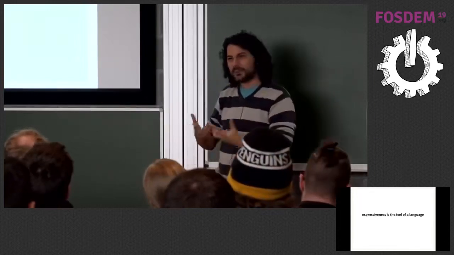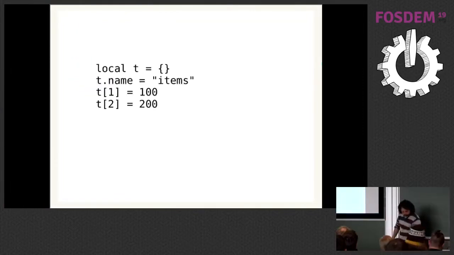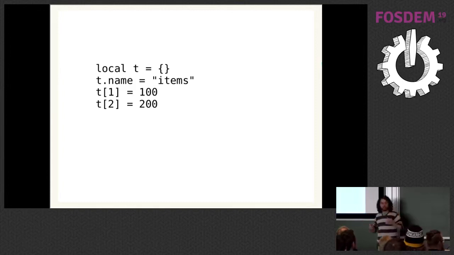So essentially, the expressiveness is the feel of a language, regardless of the look. In Lua, you can have a table that stores named fields and also serves as an array, both at once. If I made a small transpiler that took all of the keywords from Java and turned them into Lua, it would still feel like Lua.